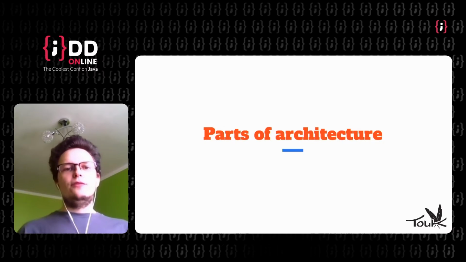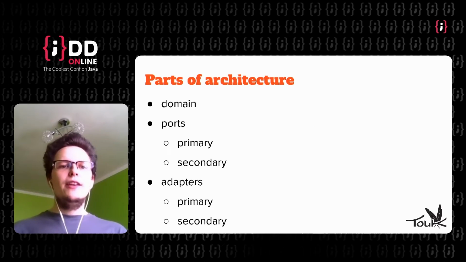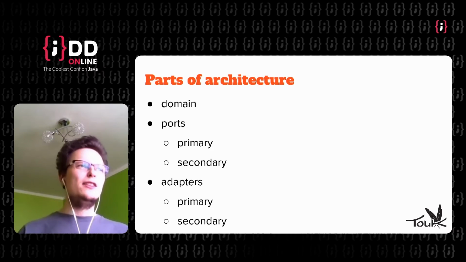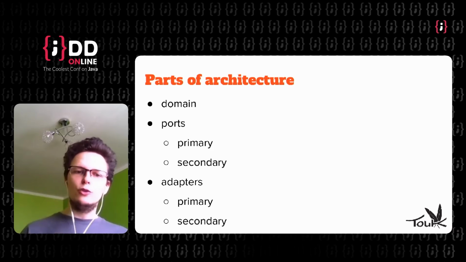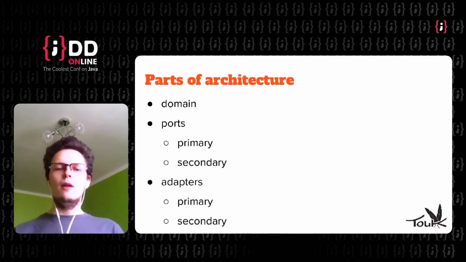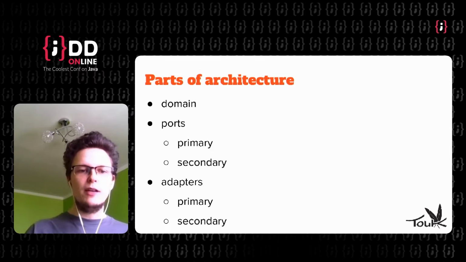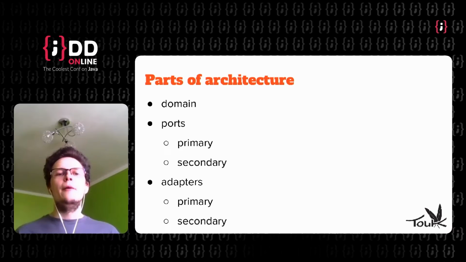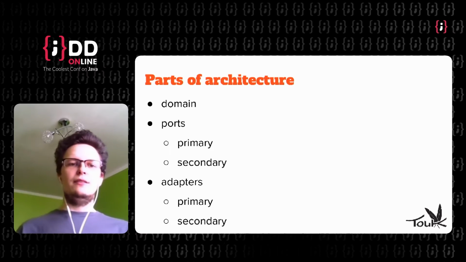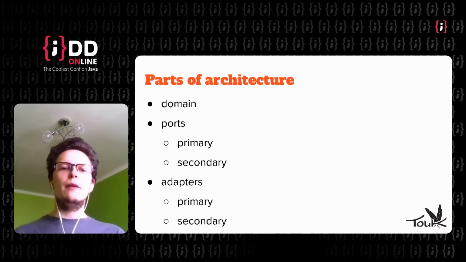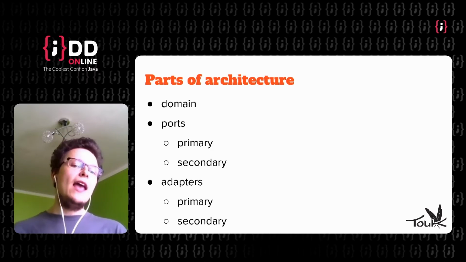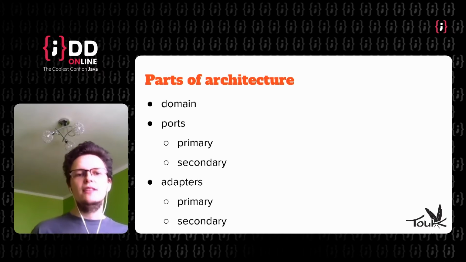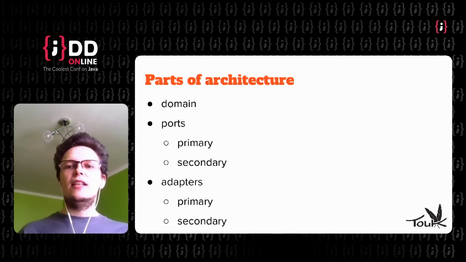What are the parts of this architecture? We have a domain, of course. We have ports, which are also part of the domain, and from this specific architecture point of view, ports are the most important part, because the boundary, the border around our domain, is very important here. We could divide our ports into primary and secondary ports, and our adapters are also correlated with the ports and also divided into primary and secondary adapters.